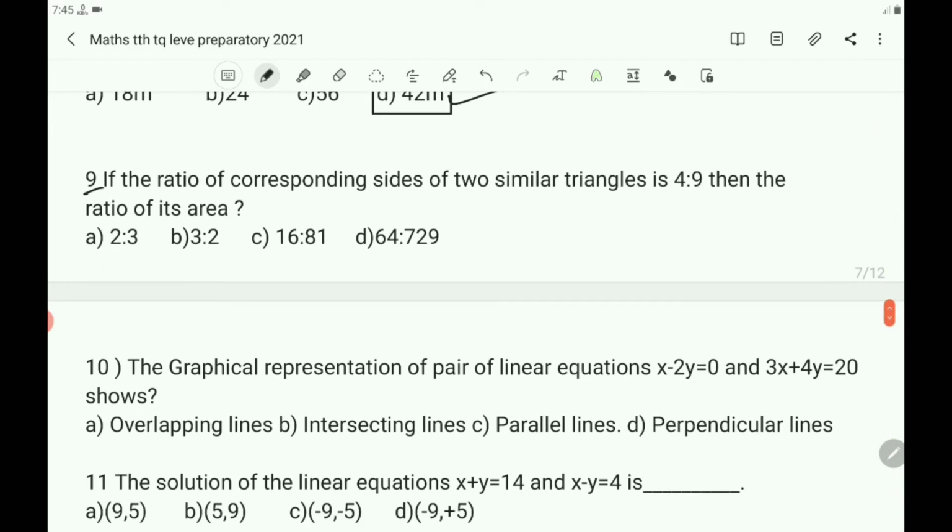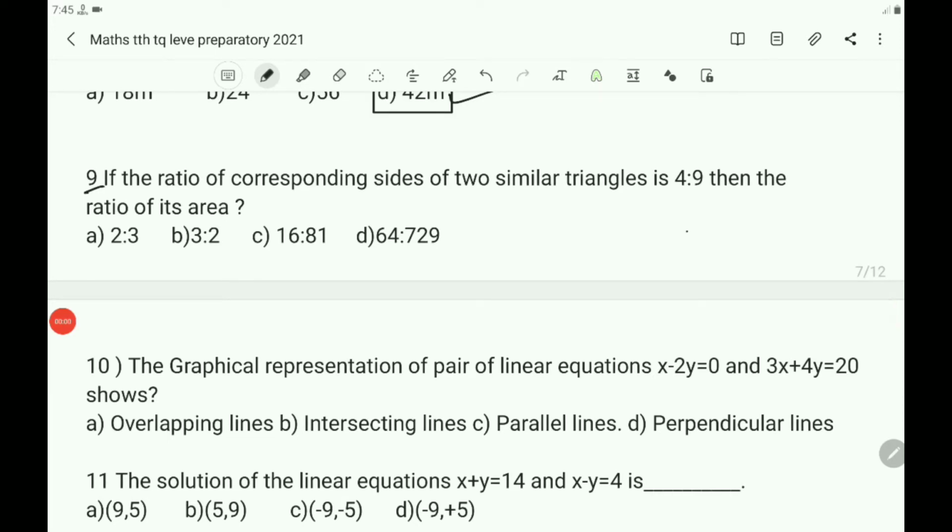Next, ninth question. If the ratio of corresponding sides of two similar triangles is 4:9, then the ratio of their areas? You know that if the ratio of the corresponding sides of similar triangles is given, then the ratio of their areas becomes the square of their corresponding sides. That is 4 square and 9 square. 4 square is 16, 9 square is 81. So what is the answer here? 16 is to 81 is the answer, because the ratio of the sides of the similar triangles is given and their areas are in the ratio of their squares.